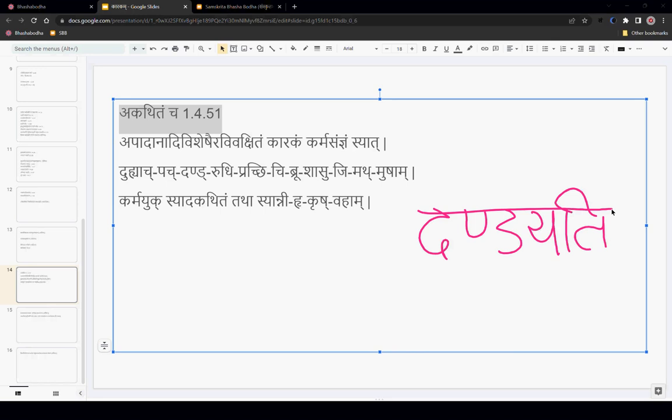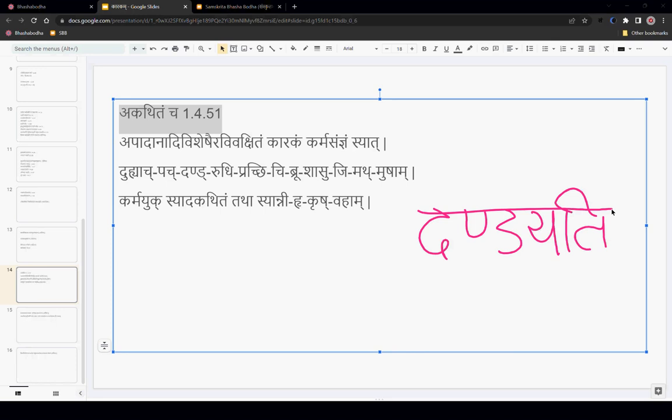Previously it was just punishing, you are directly punishing somebody. But now we are fining actually. That fining meaning must be there in order to use it as a dvikarmaka dhatu, not just simple punishing. So you are fining 100 rupees. Now we say arakshakaha shatam dandayati, means he is fining 100 rupees. That is the meaning there.